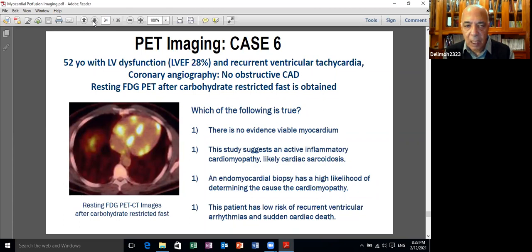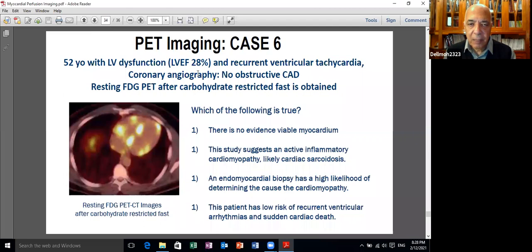The other one is magnetic resonance, and I will explain that the next time. Now, this is another patient, a 52-year-old man with left ventricular dysfunction. Left ventricular ejection fraction is just 28 with recurrent ventricular tachycardia.